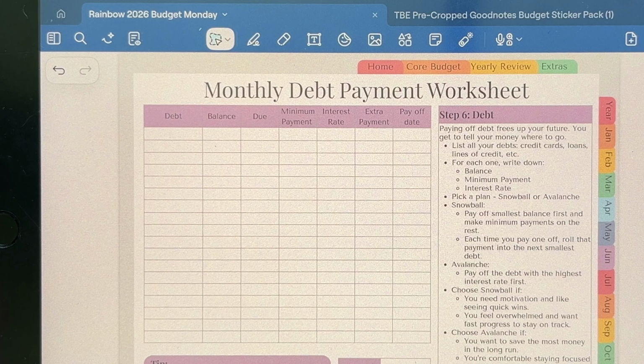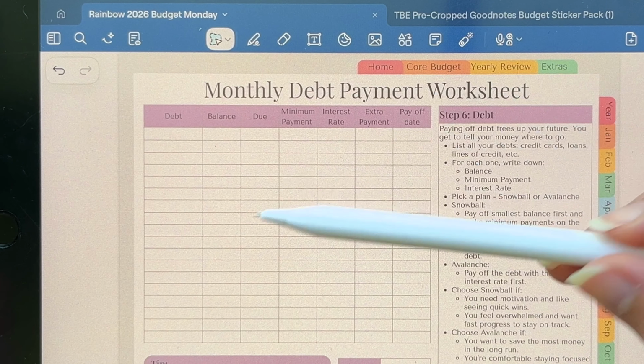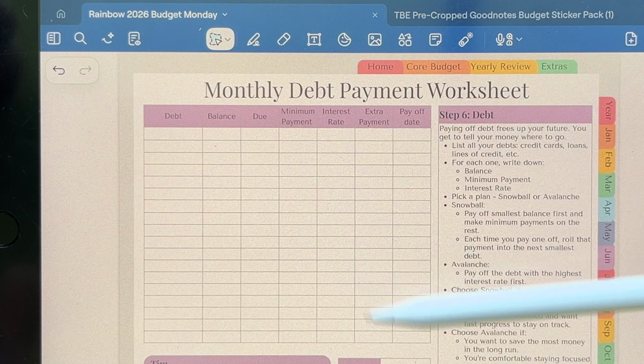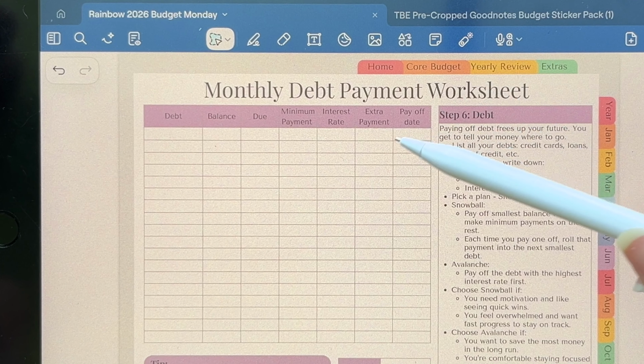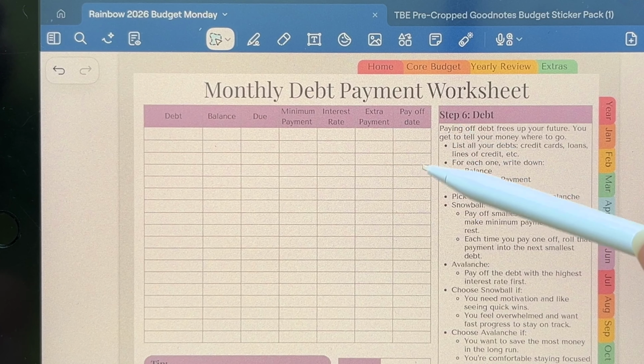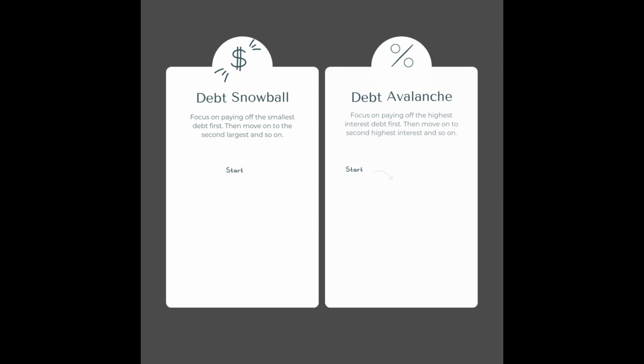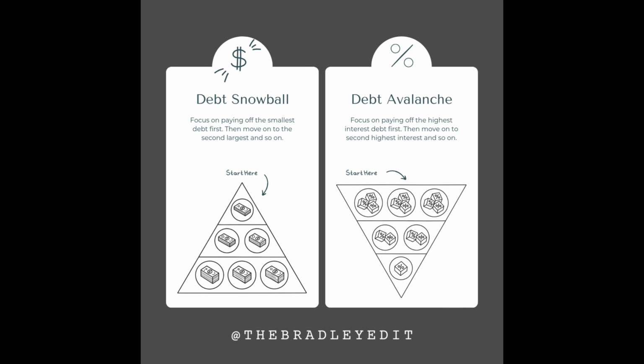for debt payoff. This is a place where you can list all your debts, the balances, when they're due, your minimum payments, the interest rates that you have, if you're making extra payments, and when that debt's going to be paid off. You have a couple options when you're paying off debt. You can do the snowball method or the avalanche method. We did have years ago a lot of debt and we worked really hard to pay it down.